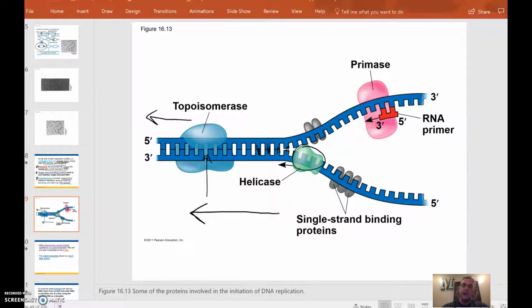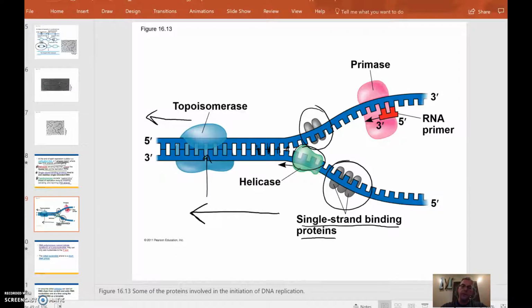After we've opened these areas, these gray molecules right here are the single-stranded binding proteins. The idea is, because of the way in which they were bonded initially, when we break those hydrogen bonds, they're going to want to reestablish themselves. So by putting the single-stranded binding proteins in there, that's going to keep it from basically closing back up.